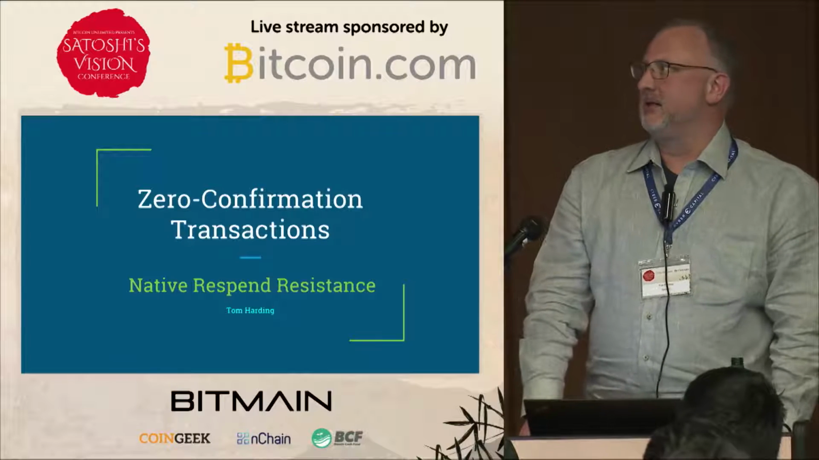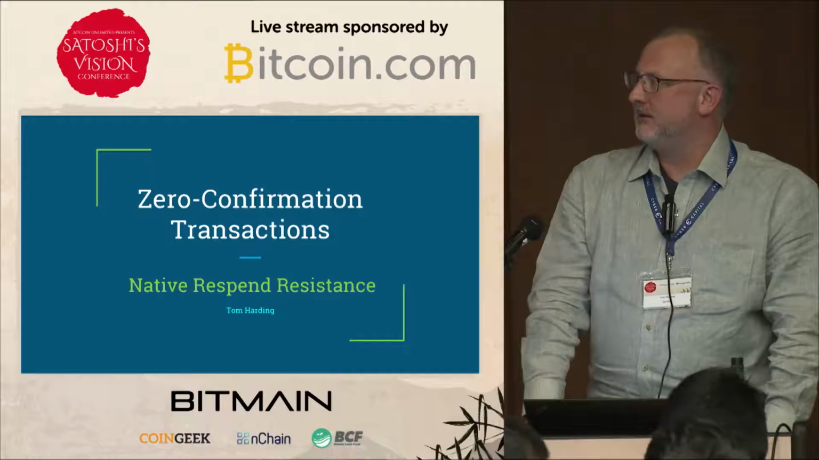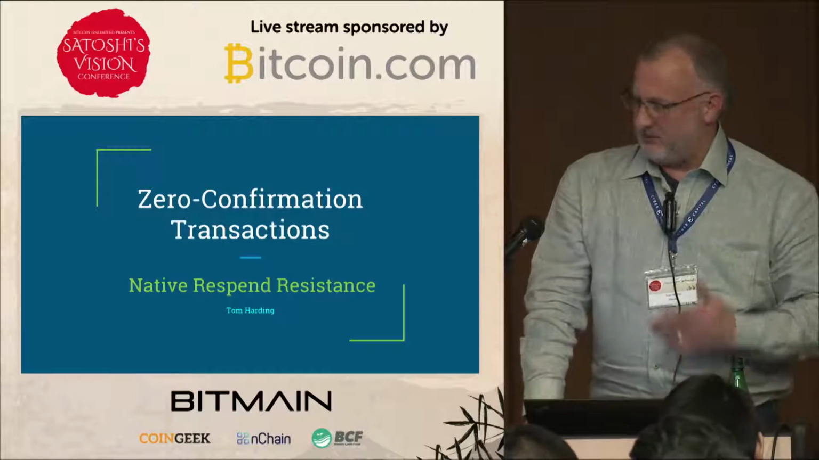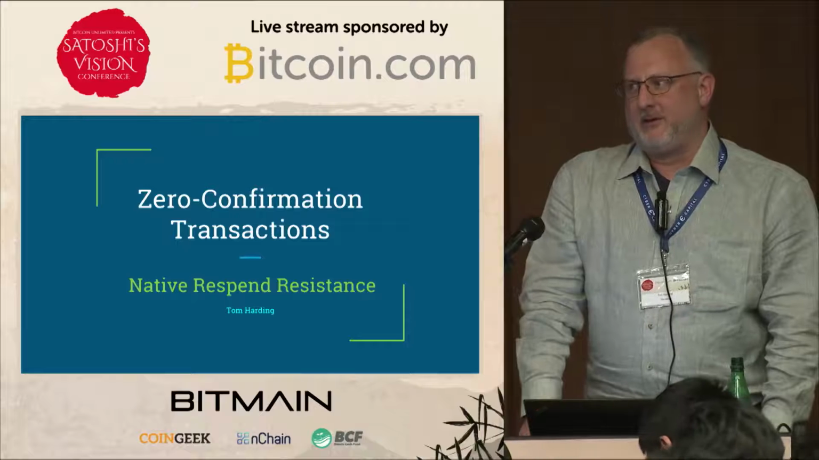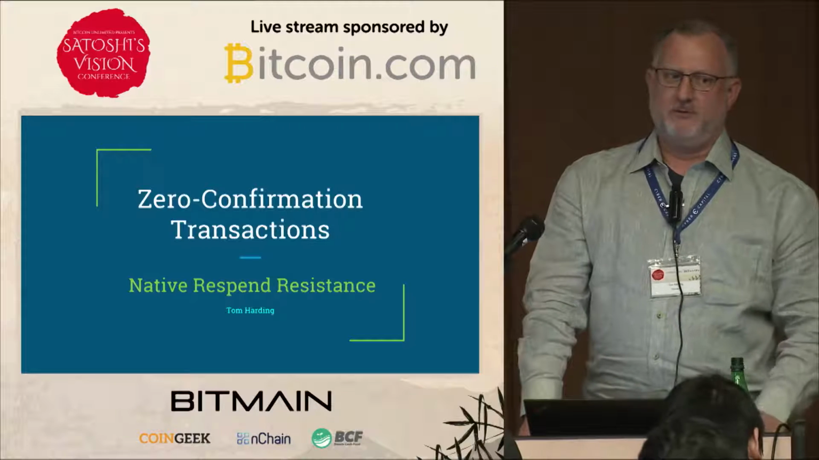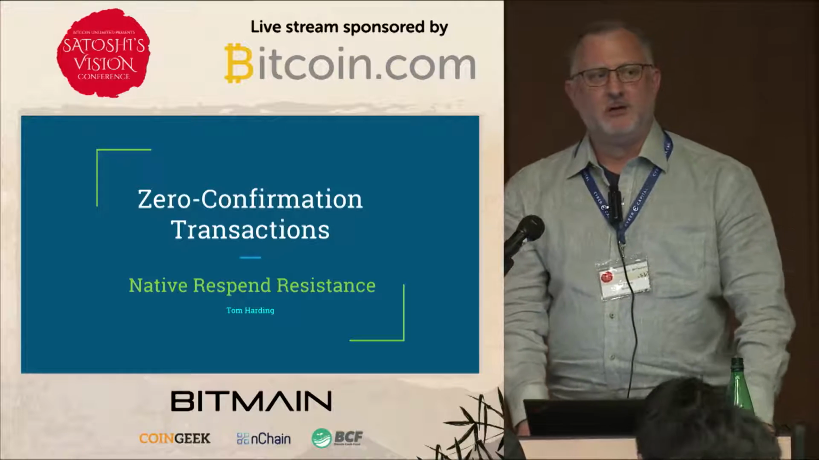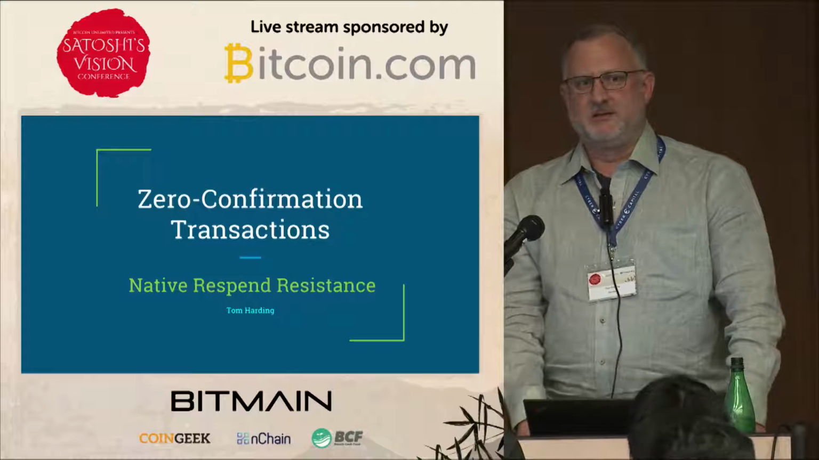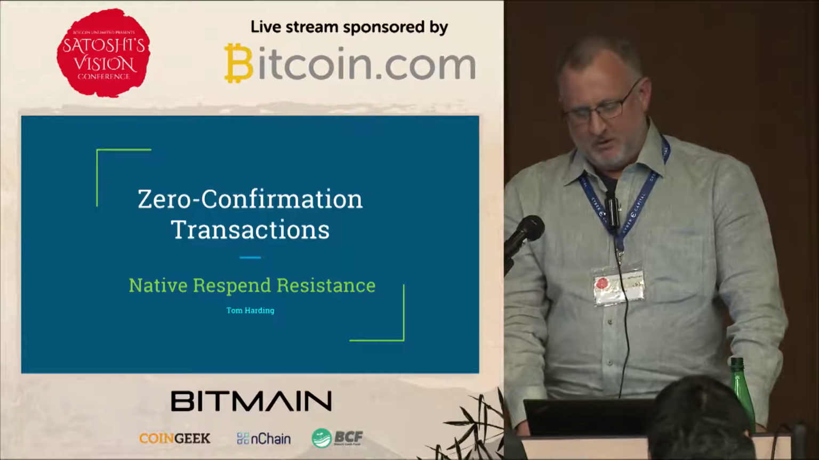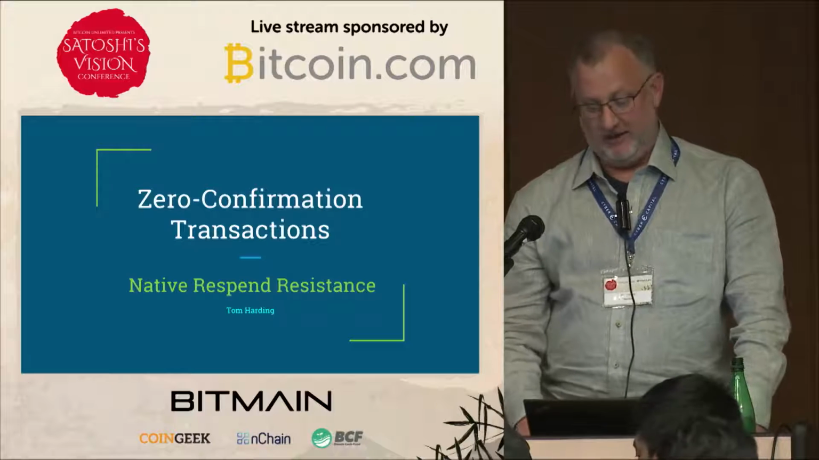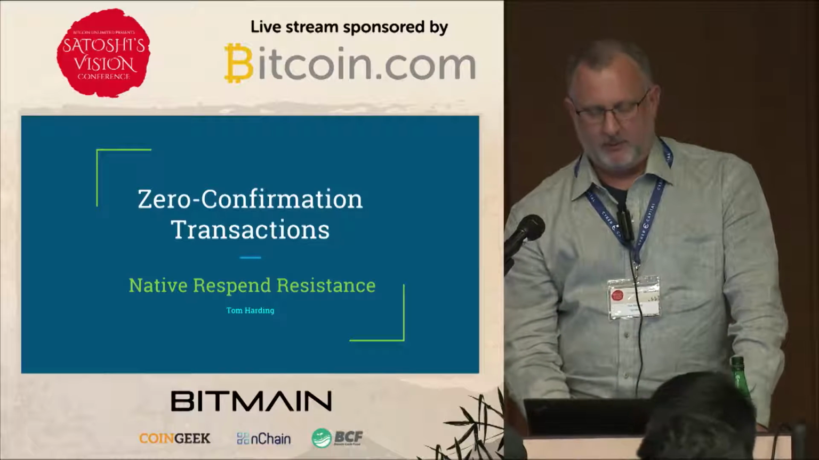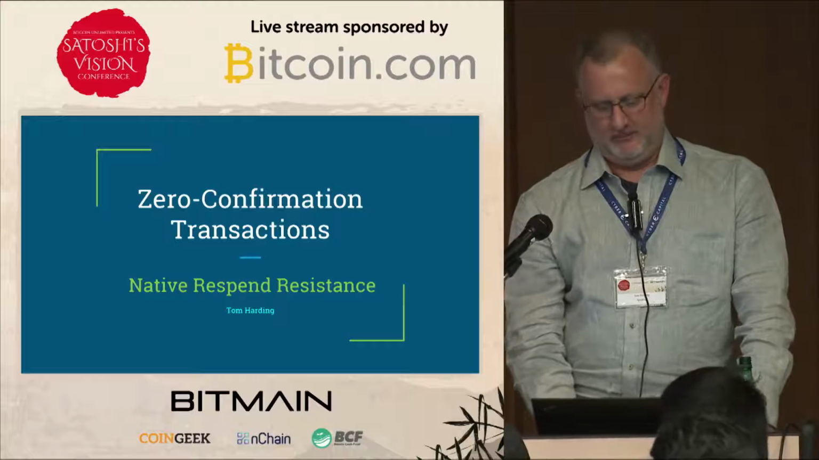Today I'm going to discuss zero-conf transactions and what I'm terming native respend resistance, which is just the property that we're seeing and that we want to see more of, that Bitcoin Cash resists double spends without needing a second layer network or anything else. But how can we make that better, and where exactly are we at right now?